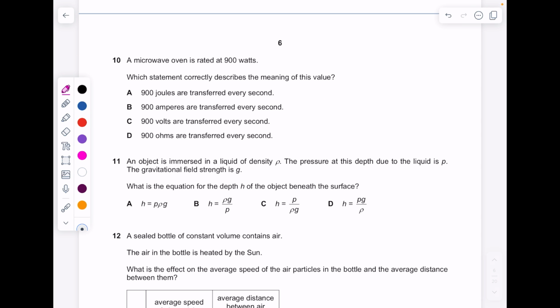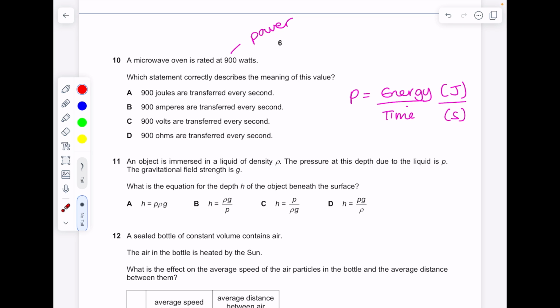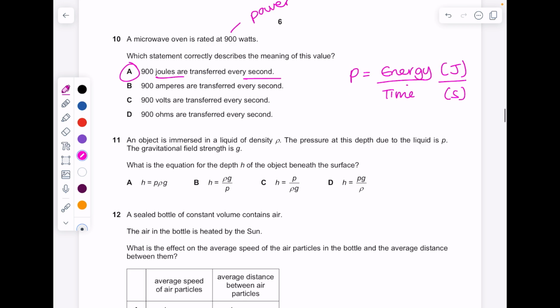A microwave oven is rated at 900 watts, so that's its power. Which statement correctly describes the meaning of this value? So power is given by energy divided by time. What are the units of energy? Joules. What's the unit of time? Seconds. So it's the amount of energy transferred every second. So the answer is A.